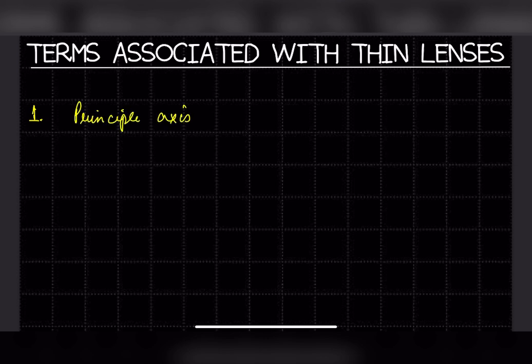Principal axis. What is principal axis? You know already, right? But here it's a little bit different. The only thing you need to keep in mind here is the difference. Take a straight line. This is principal axis. Simple, right? This is principal axis. Okay.